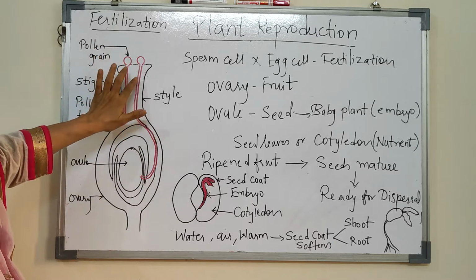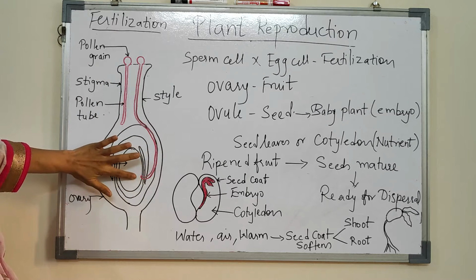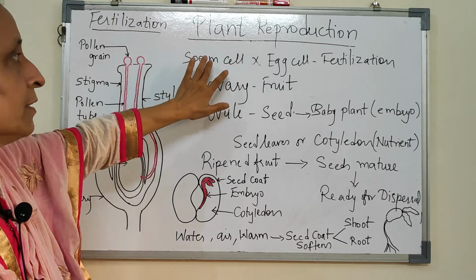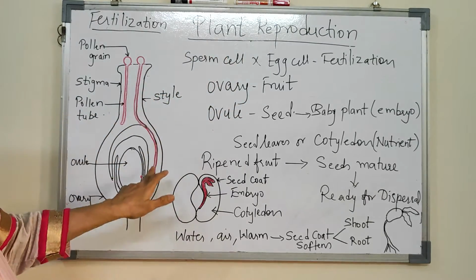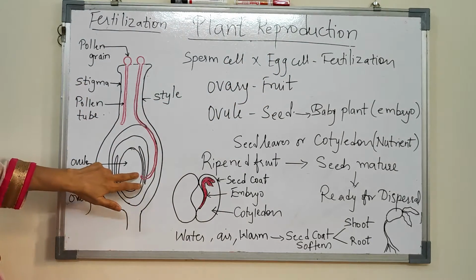Now inside will be the male gametes, the sperm cells, which will reach the female gamete. Here will be the female gamete. Sperm cells will be in the tube. They will reach this egg cell. Fertilization will take place here.